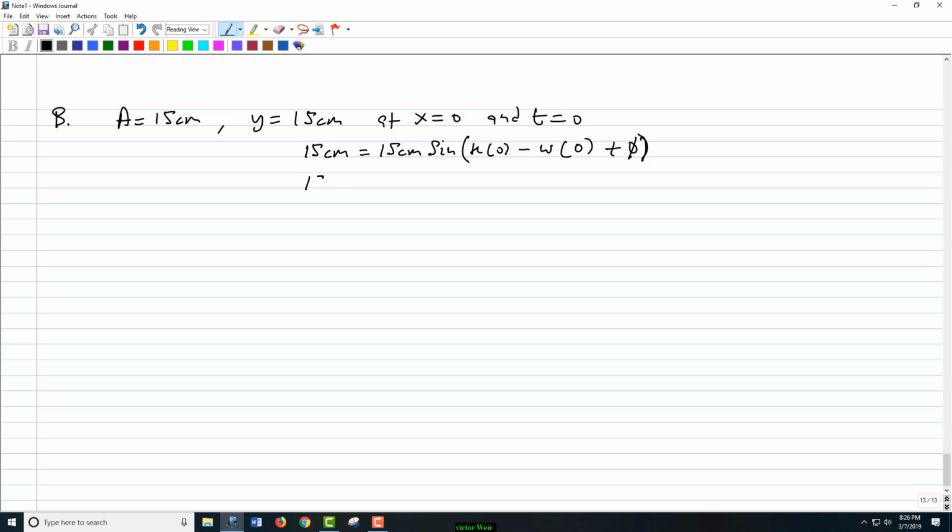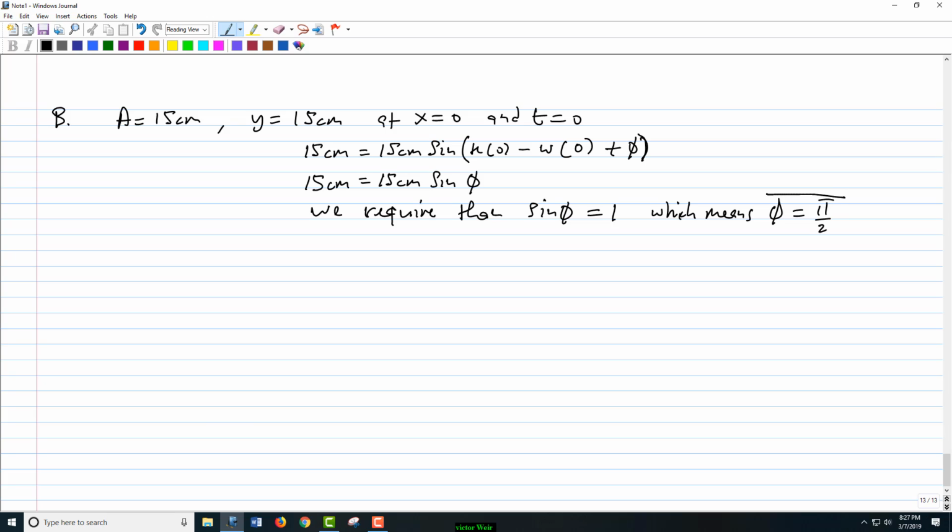And so with this in mind, we can see that 15 centimeters for the y position of the wave equals the amplitude of 15 centimeters times sine phi, because k is now gone. k times 0 is 0 and omega times 0 is 0, so those go away. So in order for this to work, we require that sine phi should be equal to 1, which means phi is 90 degrees, or pi over 2, because we know sine 90 is equal to 1.